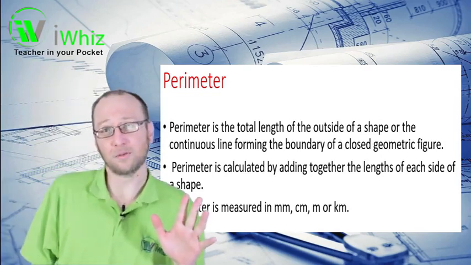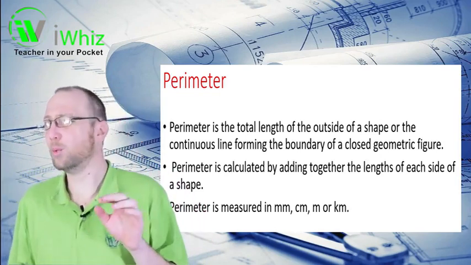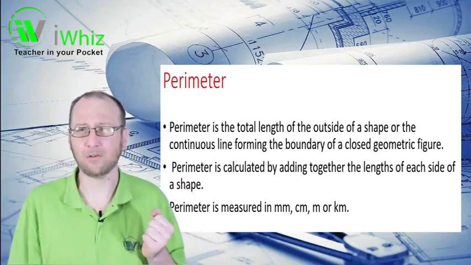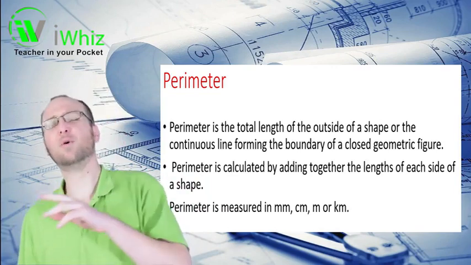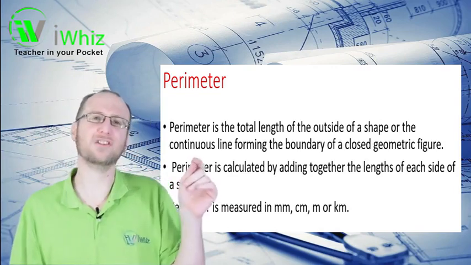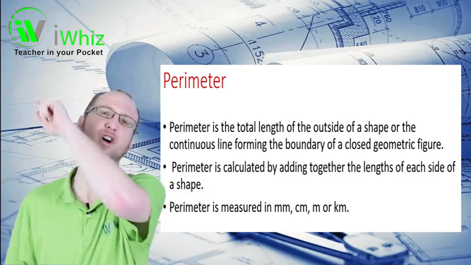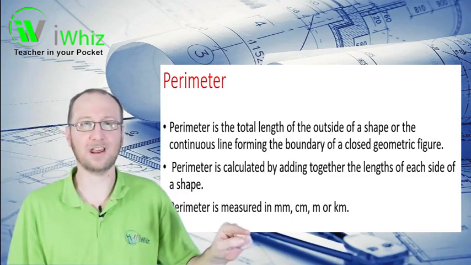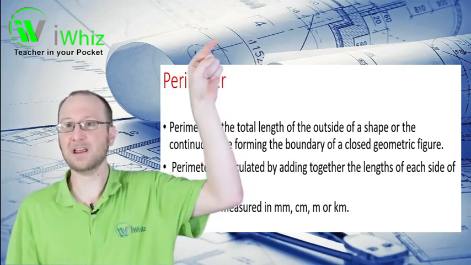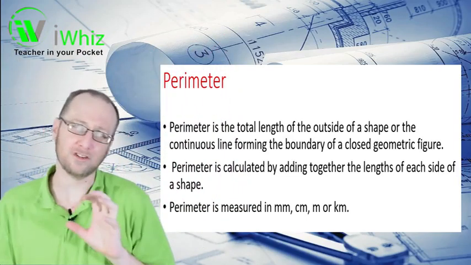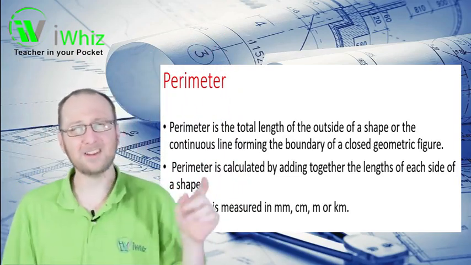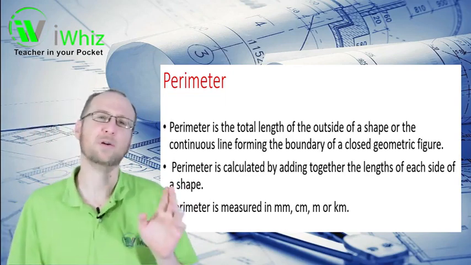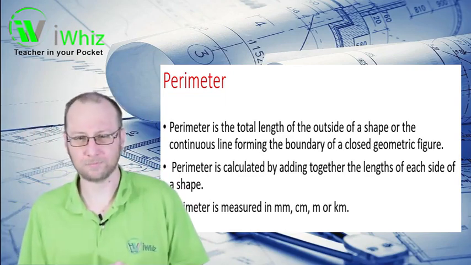So in other words, if I was going to walk the perimeter of a soccer field, it means I would walk around the whole outside of the soccer field. So I would start in one corner, walk down to the next, then across to the next, back up to that corner, and then back to where I started. I've walked around the entirety of the field. I have walked around the perimeter.